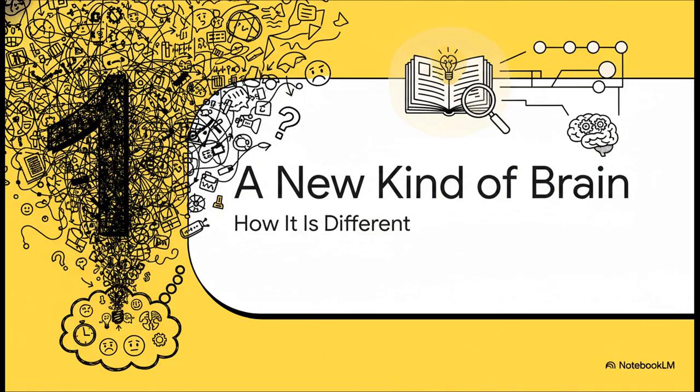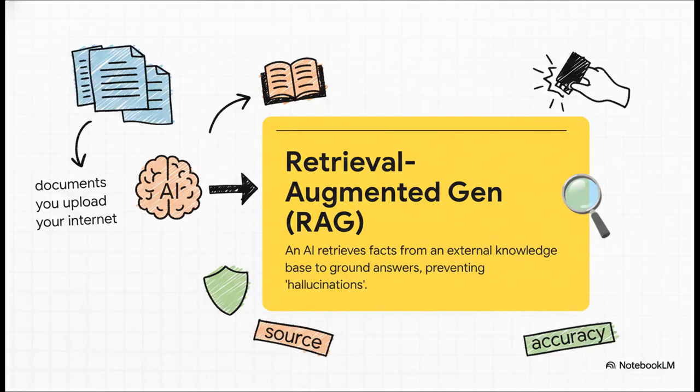So let's be real. The core problem we all face is just information overload, right? Standard AI tools, they pull from the entire internet, which sounds great in theory, but it often leads to inaccuracies and what we all call hallucinations. NotebookLM takes a completely different and, frankly, a much smarter approach. The secret sauce behind all this is a technology called RAG.